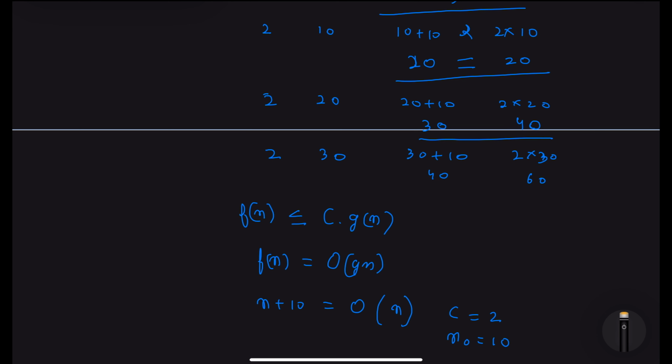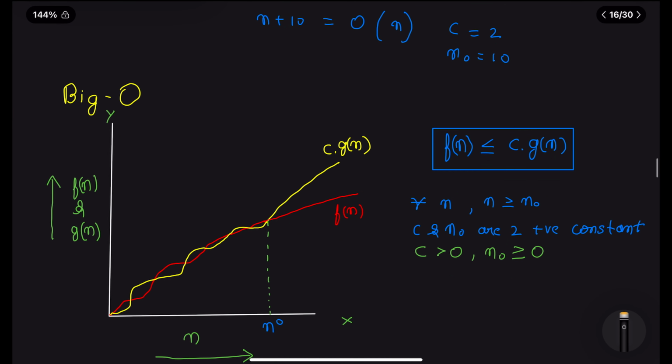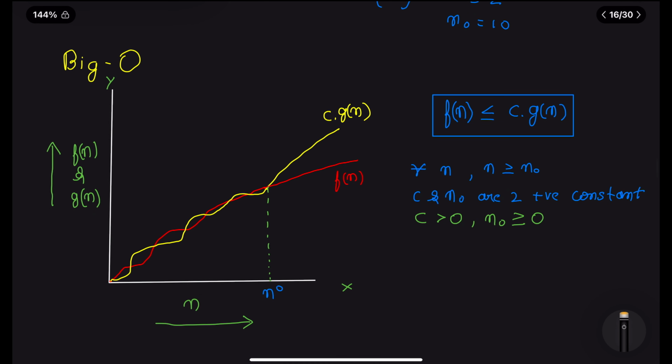increasing the value, we have also checked for 20, so we got the value of c dot g(n) as 40, whereas f(n) is 30. For 30, c dot g(n) is 60 and f(n) is 40. So we are satisfying this condition every time. So in that case we can say f(n) is big-O of g(n).